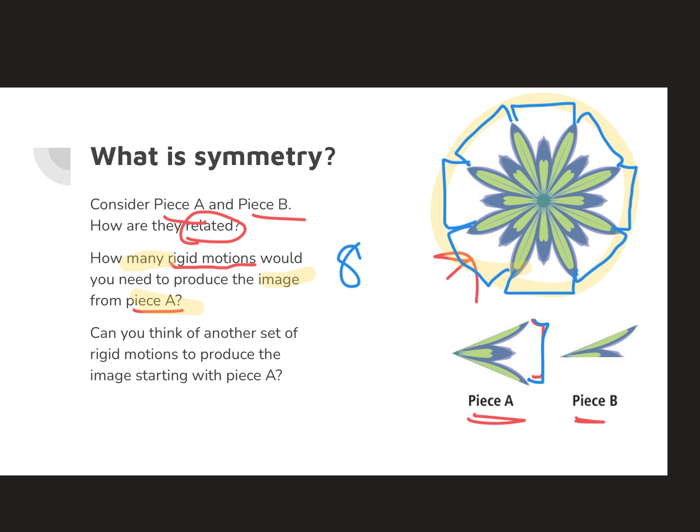So the next question asks, can you think of another set of rigid motions that would produce the image if you start with piece A? So I want you to think about that. Is there another set of rigid motions that can produce the same image?